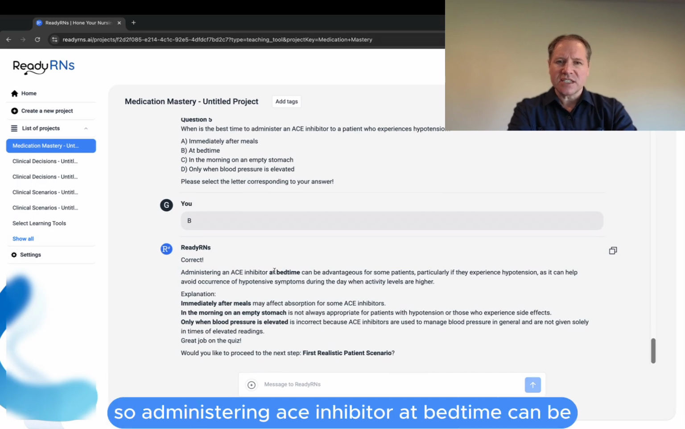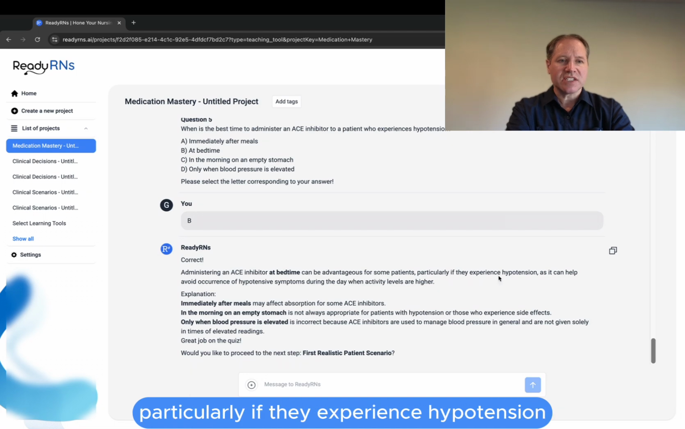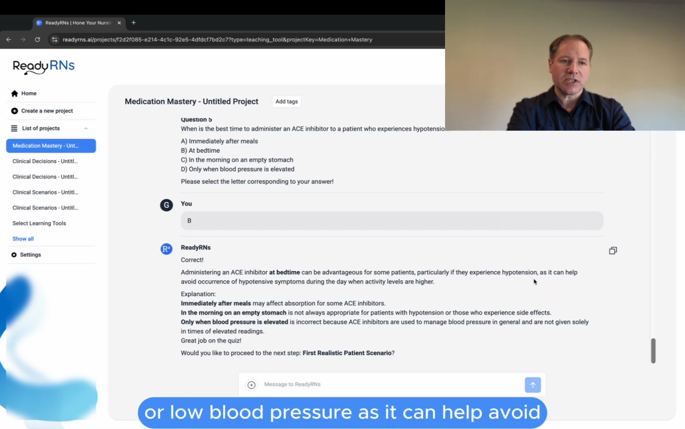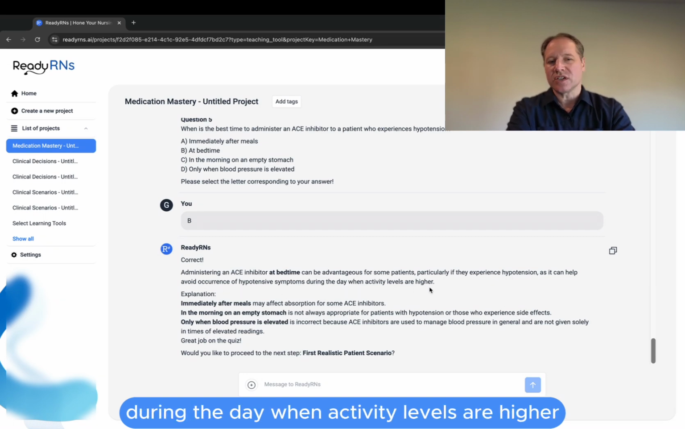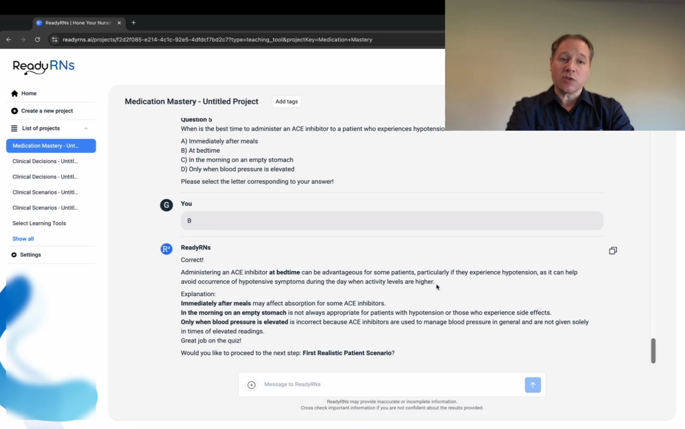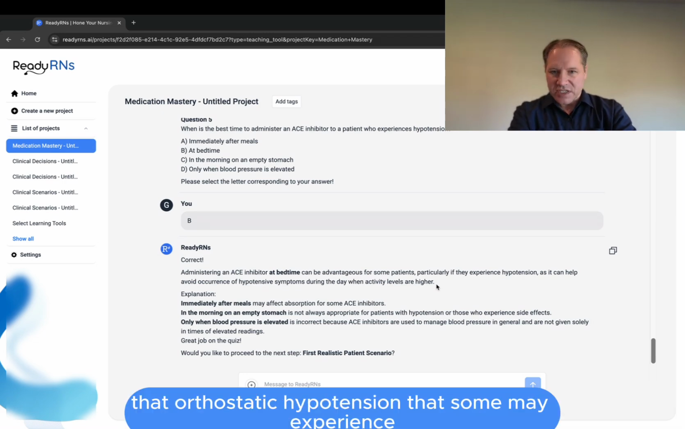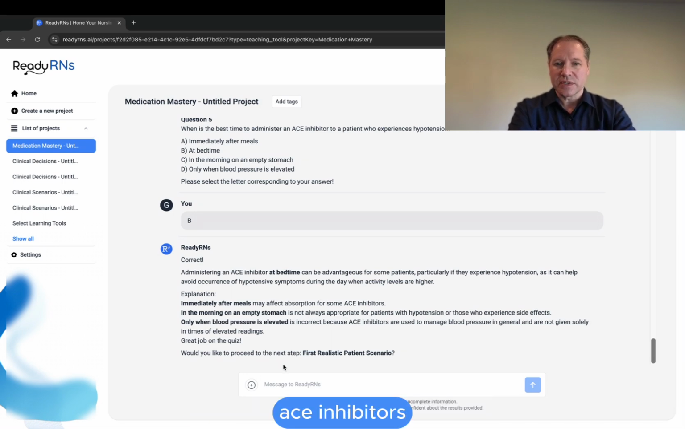So administering an ACE inhibitor at bedtime can be advantageous for some patients, particularly if they experience hypotension or low blood pressure, as it can help avoid hypotensive symptoms during the day when activity levels are higher. So probably dizziness is the main one, or when you get up really fast, that orthostatic hypotension that some may experience. And then it gives some reasons why the others maybe aren't the best time to give lisinopril or ACE inhibitors.